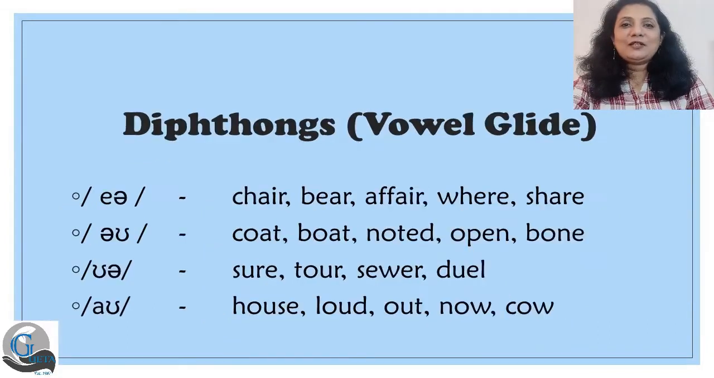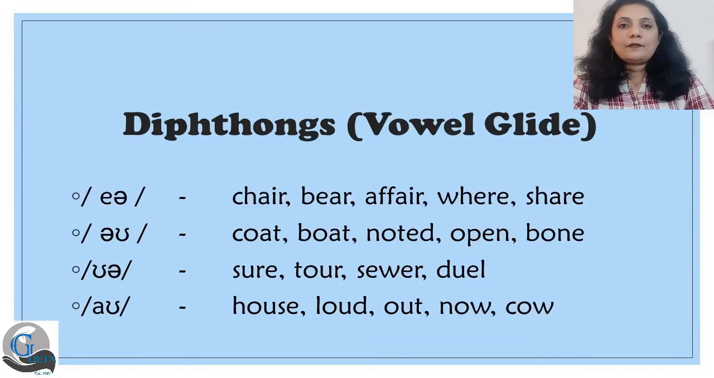All right, let's move over to the next one. It is /eə/, and it is represented by the phonetic symbol e and inverted e. So you have words like chair, bear, affair, wear, share. Usually you will see that the last letter R is not pronounced in these types of words. You have to say chair, fair, share, so you can hear the air sound.